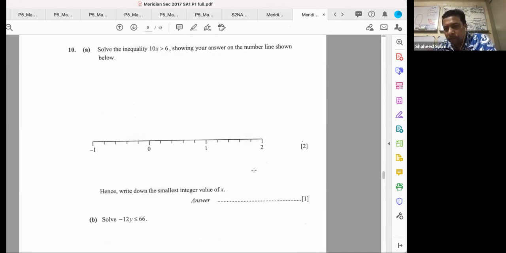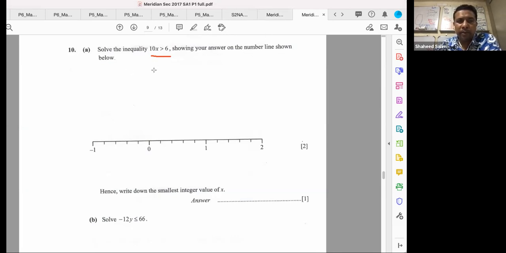Ryan, can do, Ryan? Okay, first you solve the inequality. This is called an inequality. You solve it first. Find what is x. X is what? You find out now. You know how to do this one? 10x. Okay, I'll show you then.